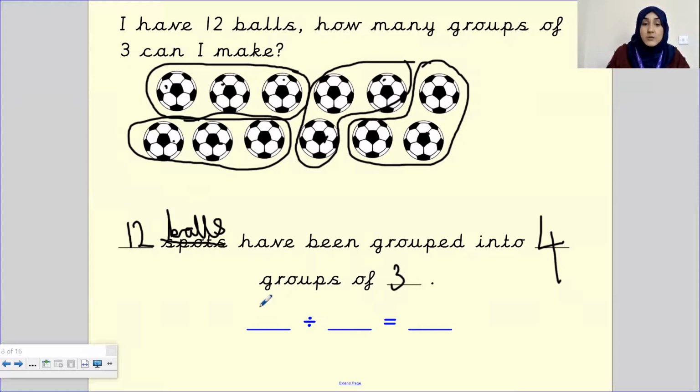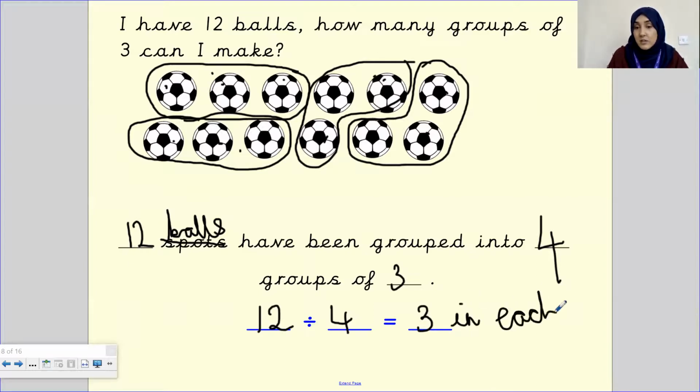That was so loud. So I need to start off with my total number, which is 12 footballs divided by 4 groups, because I have 4 groups, 1, 2, 3, 4 groups, and I have 3 footballs in each group. Fantastic. 12 divided by 4 groups equals 3 footballs in each group.